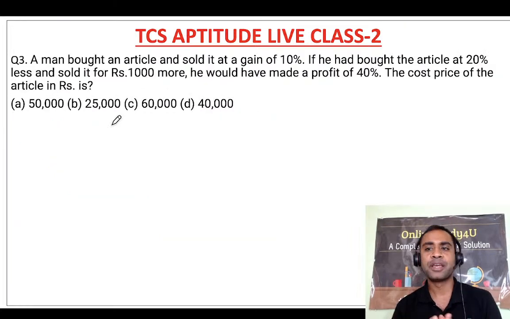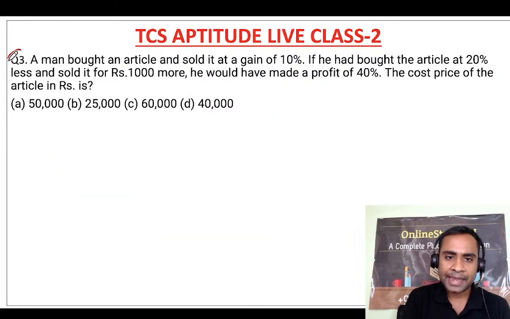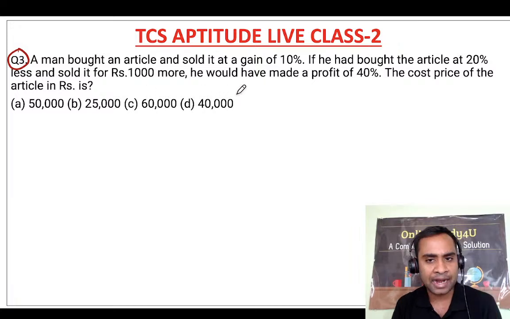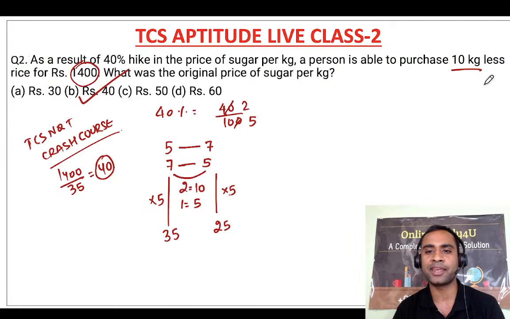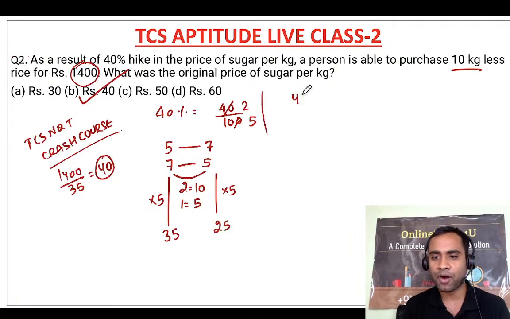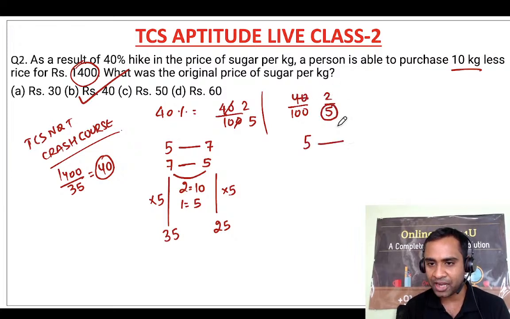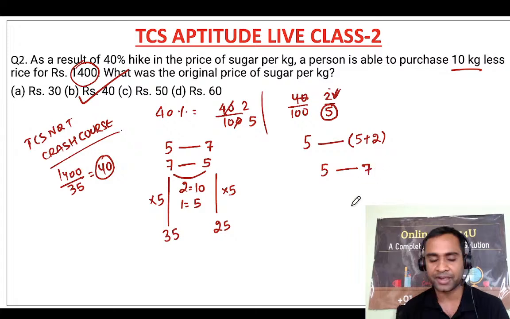Okay. Now the next question is: a man bought an article and sold it at a gain of 10%. If he had bought the article at 20%, how do you tell 5 to 7? Arey bhai, see, multiple times I told you 40% will be 40 by 100. So this is 2 by 5. That means the price was earlier 5 and now it has increased by 2. So 5 plus 2 will be equal to 7. So 5 to 7. Clear?